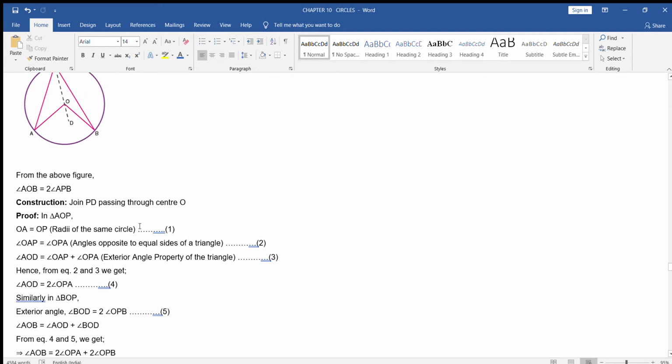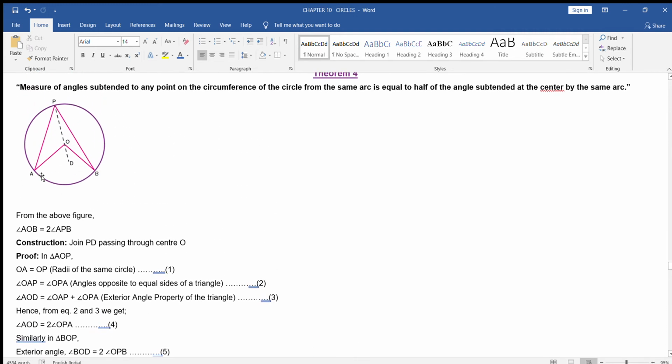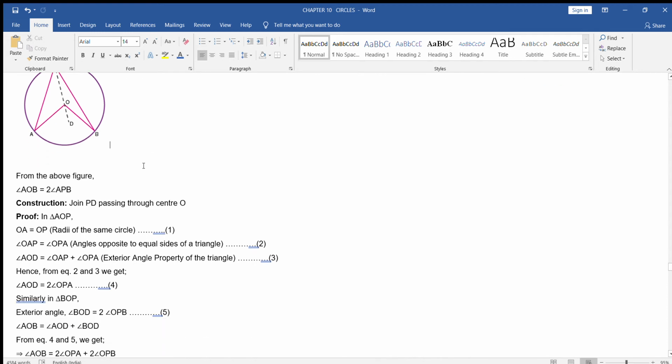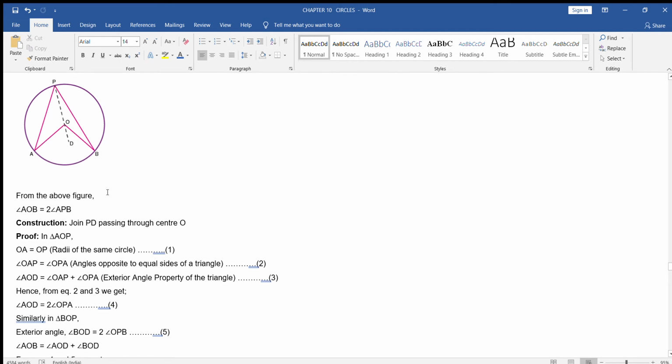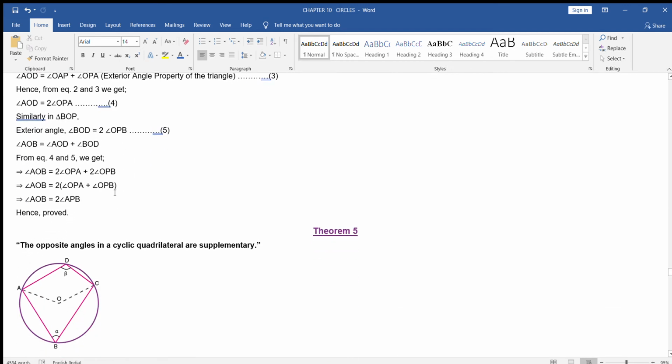One more theorem is there, which is that the same arc subtends equal angles on the circle. Means if we make one more angle here with the same arc, then the measurement of both the angles is the same. Okay, means if I take one more point, that point N, and I join AN and BN, then angle APB is equal to ANB. Okay, this also we will utilize in our questions.